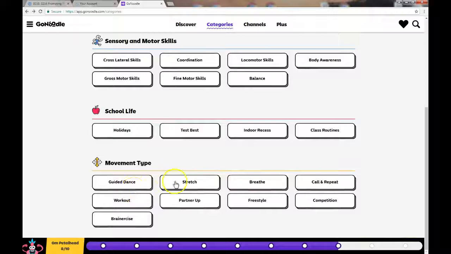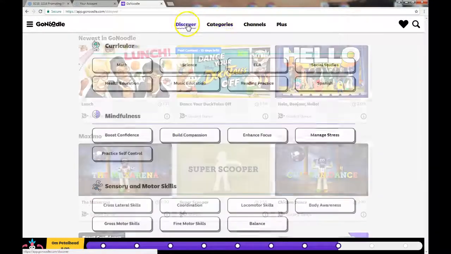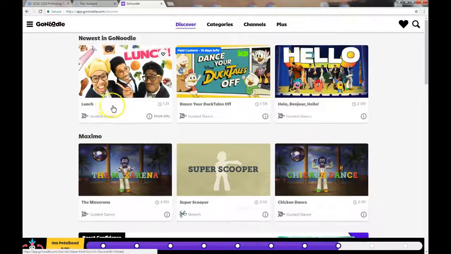Then some movement types. So if you want to stretch, if you just want to do some breathing, we talked about deep abdominal breathing helps with classroom management, competition, brain exercise, guided dance. There's a whole bunch of them here. But they have, and of course the newest ones.